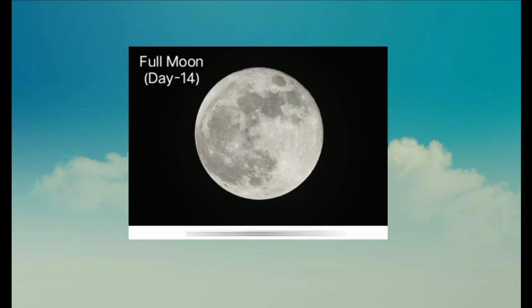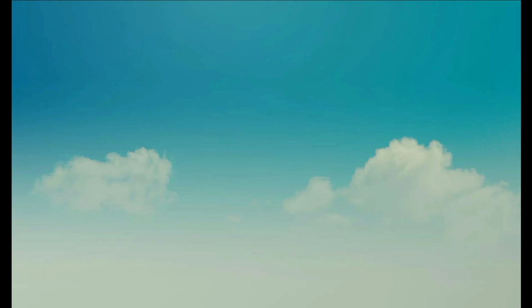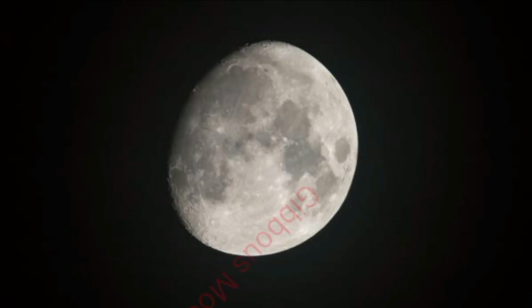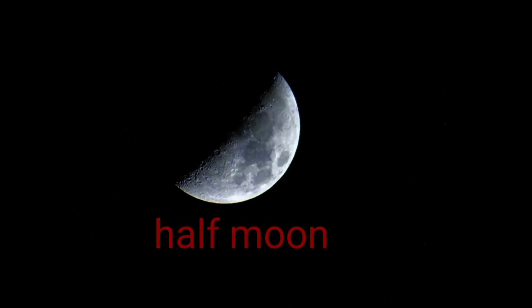In 2 weeks, the entire side facing us gets sunlight. We can see the full moon, that is day 14. And after this, the phases of the moon reverse. That is the gibbous moon, the half moon, crescent moon, and finally the moon disappears.